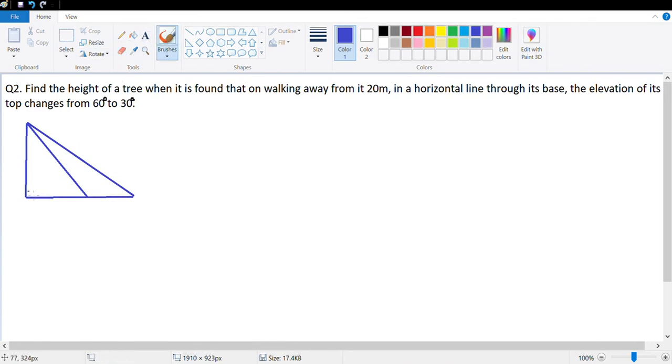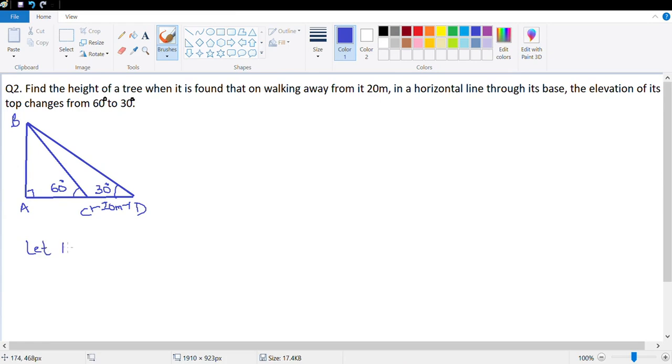Perfect. So let's just mark all of this. This is A, B, original point, let it be C, final point is D. This is original elevation angle is 60 degree, final angle of elevation is 30 degree, and the difference between C and D is given to be 20 meter. Perfect. What do we have to calculate? We need to find the height, which means we need to calculate the value of AB.